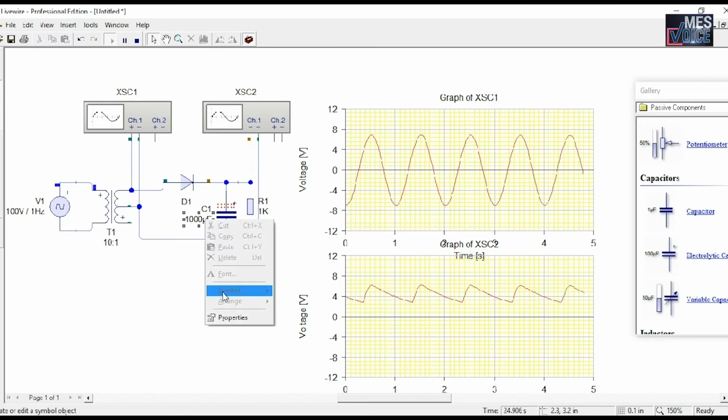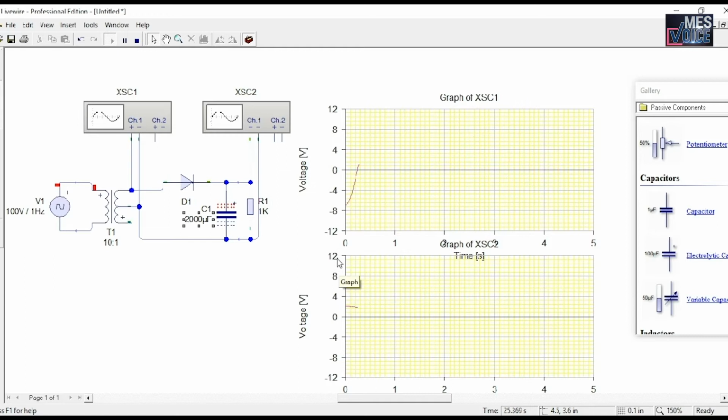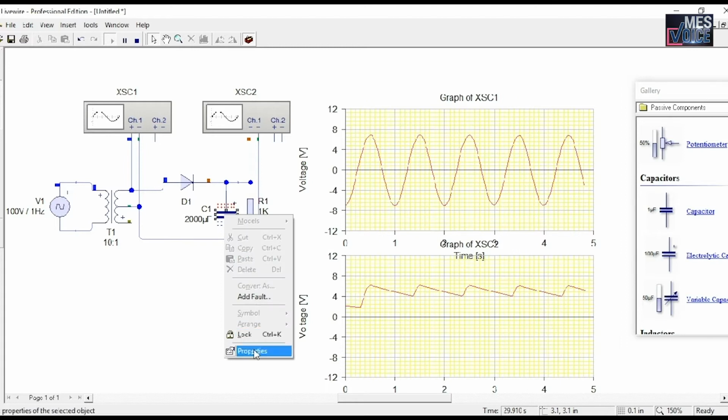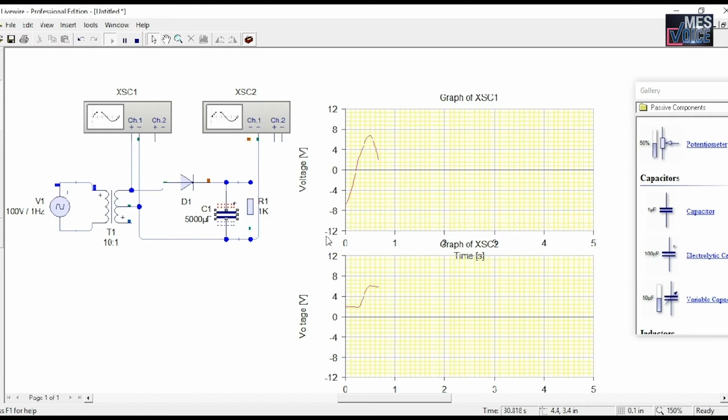And let's see what will happen if the capacitance value is increased again. The capacitor value is increased again and we noticed that the ripple output is reduced. Increasing the capacitance value will decrease the output ripple. Now the capacitor value is increased to 5000 microfarad and we got a low rippled output waveform. Let's see the physical connections.